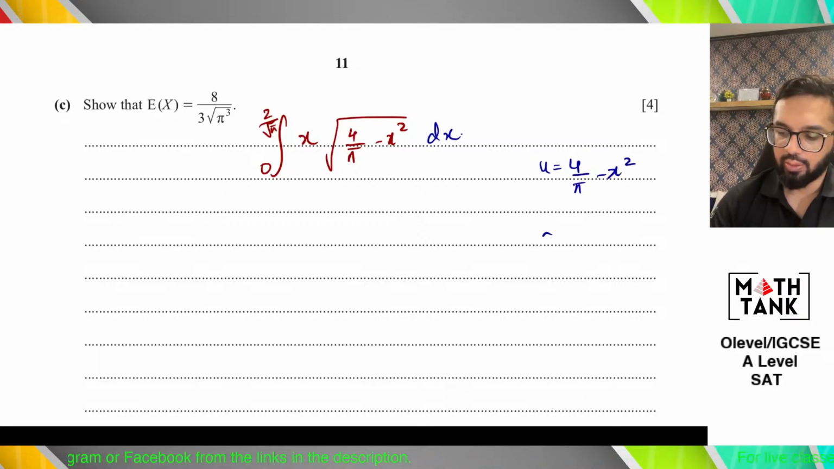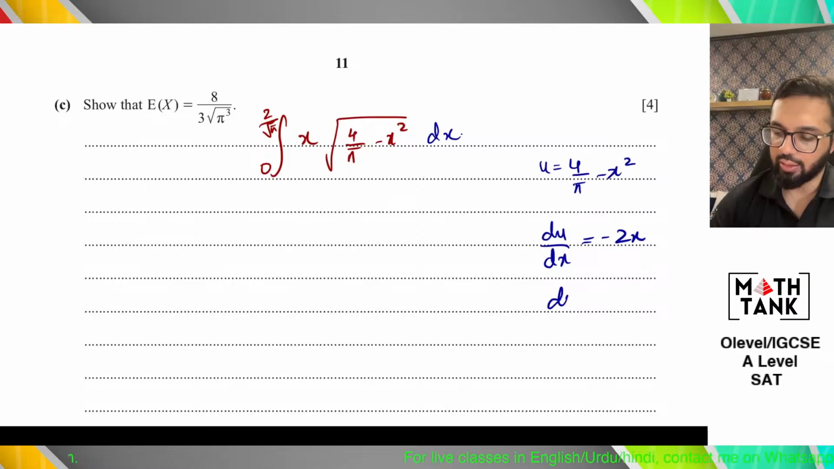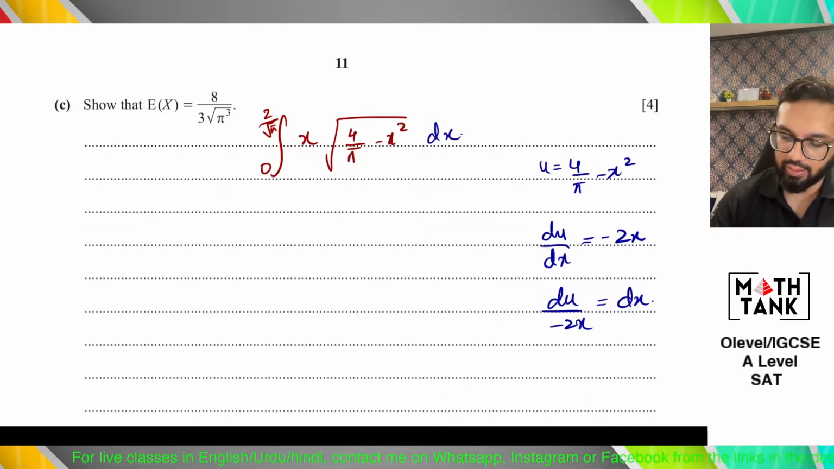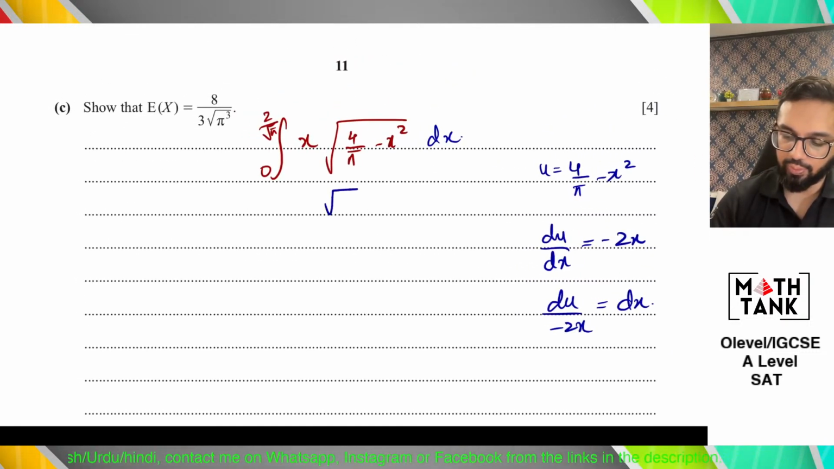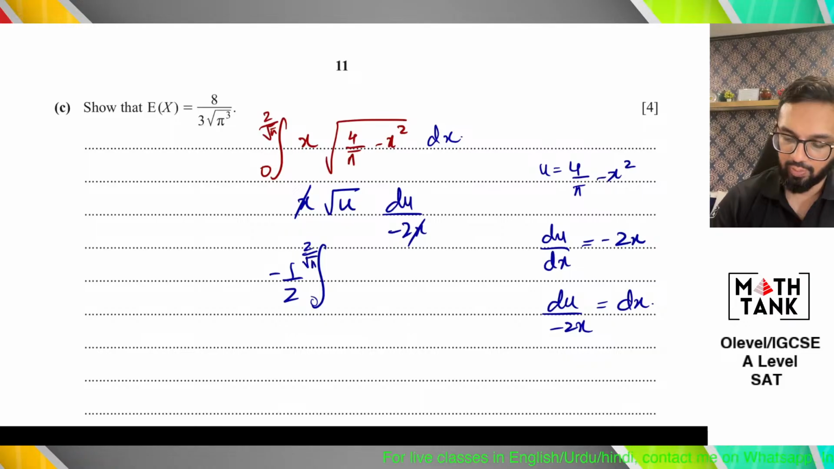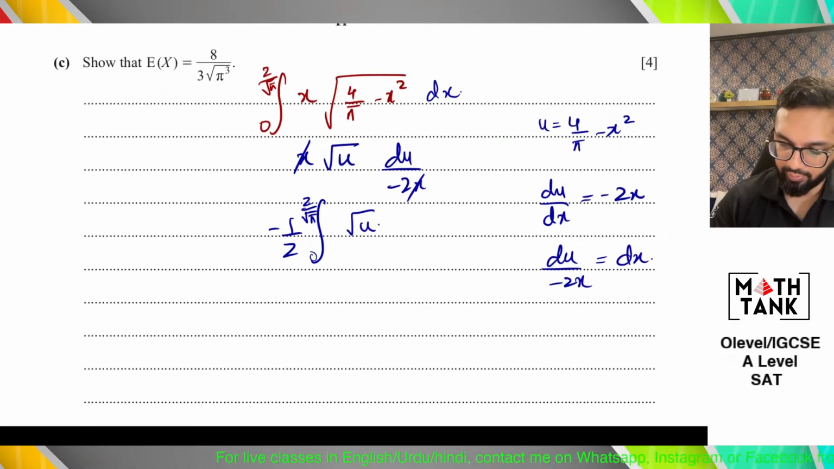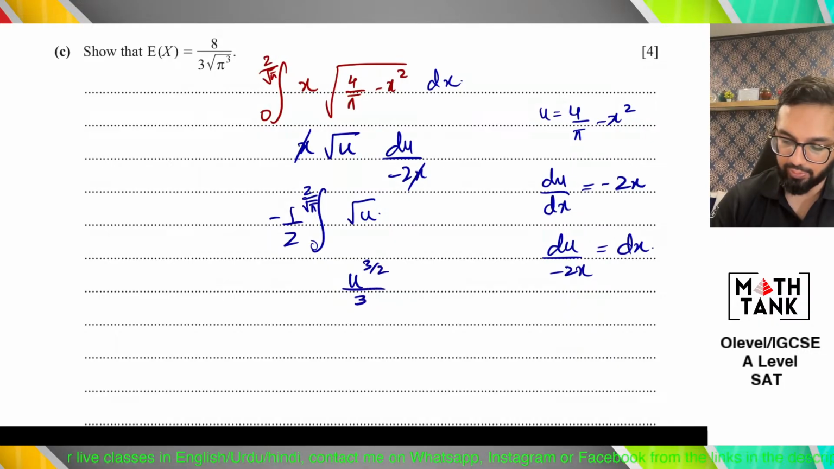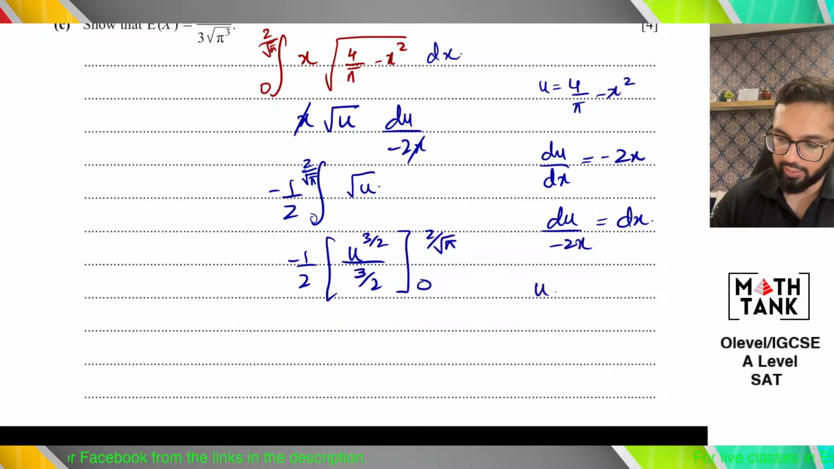minus x squared. du over dx is going to give me minus 2x. And then dx is going to be du over minus 2x. So I can write root of u du over minus 2x, and there's an x outside. Okay, so minus half comes outside, and I have root of u. So this becomes u power 3 over 2 over 3 over 2, and minus half. Okay, so let's plug in the limits.